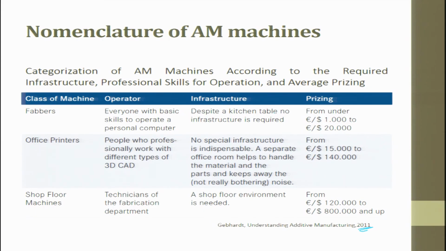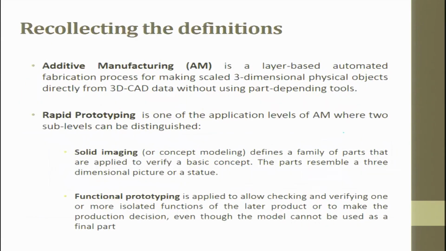So, despite a kitchen table, no infrastructure is required when you talk about Faber. It is just like your microwave oven. No special infrastructure is indispensable. A separate office space helps to handle the material and the parts and keep away from the noise. So, it is used in the shop floor. These are the costings which are used.